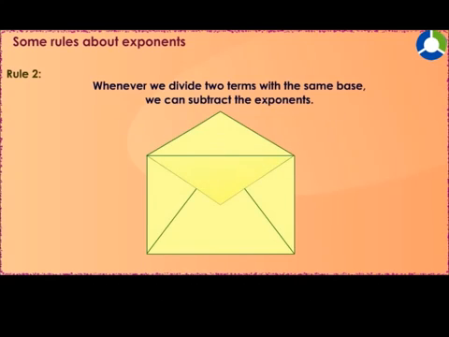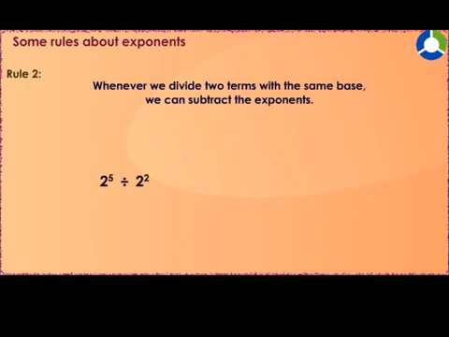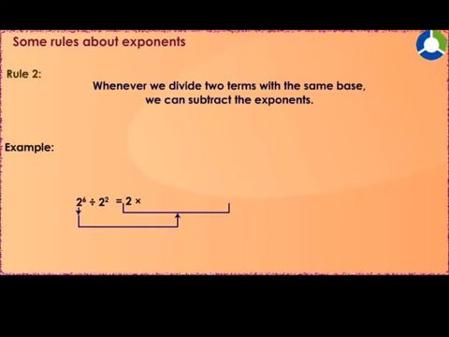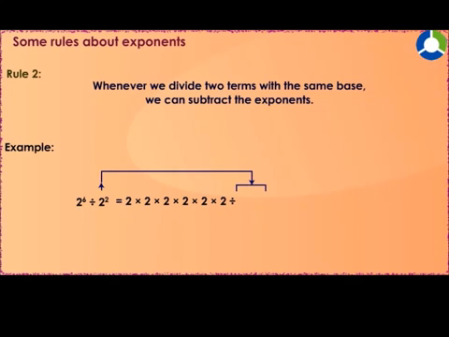Rule 2. Whenever we divide two terms with the same base, we can subtract the exponents. x raised to m divided by x raised to n equals x raised to m minus n. Example, 2 raised to 6 divided by 2 raised to 2 equals 2 into 2 into 2 into 2 into 2 into 2 divided by 2 into 2, equals 2 raised to 6 minus 2, which equals 2 raised to 4.